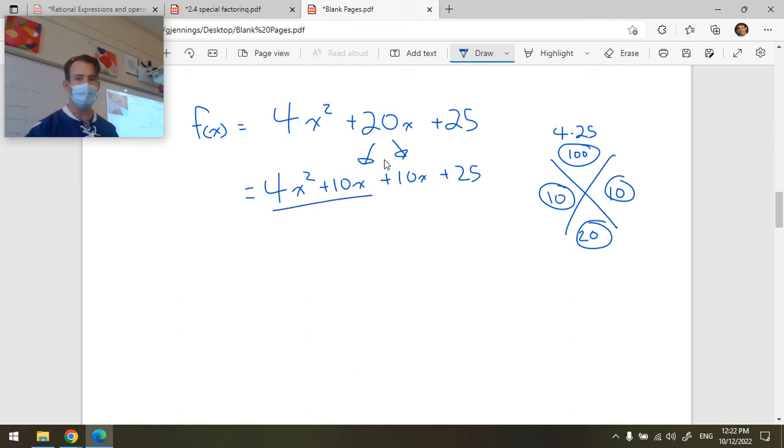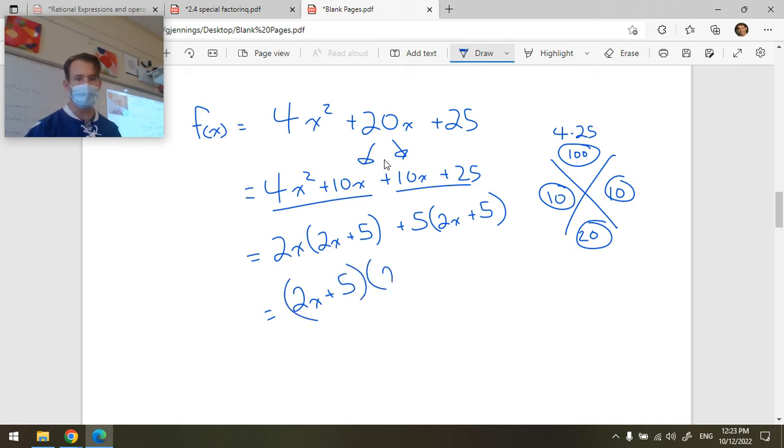Okay? Now factor this piece and that piece separately. This will be 2 times x is my greatest factor there, and it leaves 2x plus 5 plus, and here my greatest factor is 5, multiplied by 2x plus 5. Wow! And then that factors into 2x plus 5 multiplied by 2x plus 5. And that's what I would do. And then I would say, oh, it was a perfect square trinomial all along.